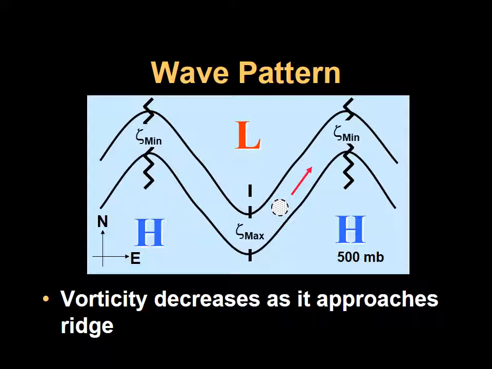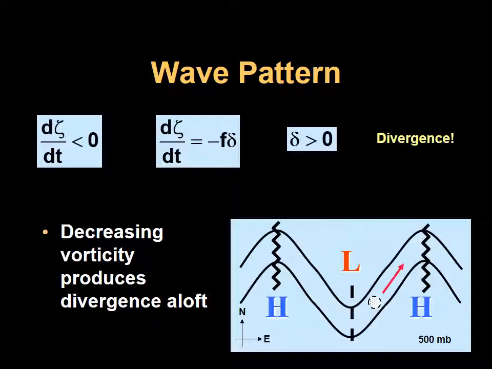Let's just look at the other case where we're moving from a trough to a ridge. So moving from a trough to a ridge, of course, the trough has a maximum in curvature vorticity, relative vorticity there. As you move towards the ridge, you're moving to a region that has a minimum of vorticity. So that means that your vorticity is decreasing with time. The spin is spinning down, actually. The air is spinning down.